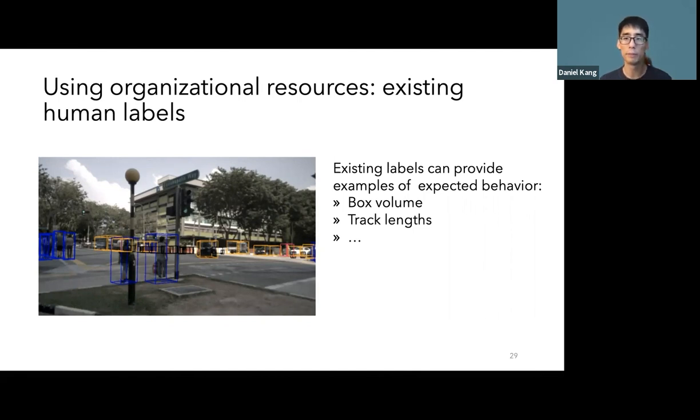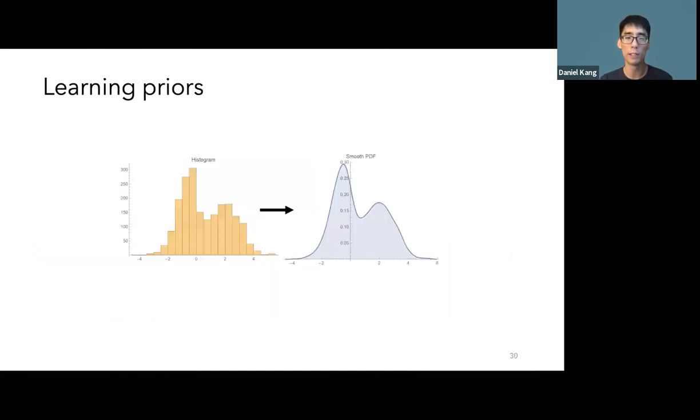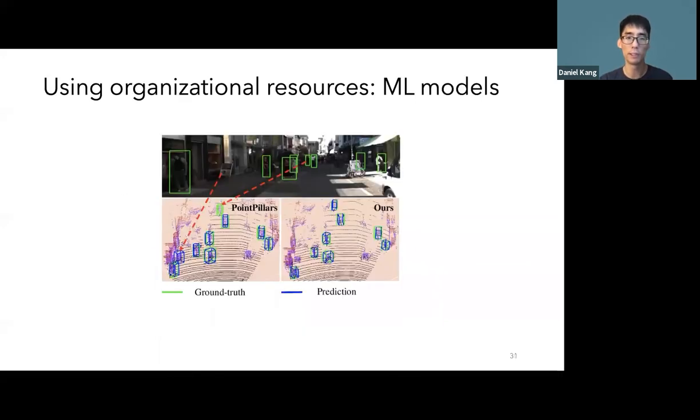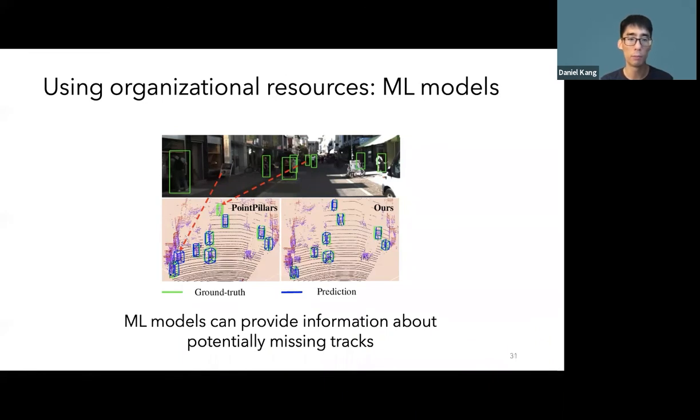Given these existing labels, we can then learn priors over expected and unexpected values for the properties I mentioned earlier, for example, the box volume. The second set of organizational resources we use are existing ML models. And as we can see here, ML models can actually be fairly accurate most of the time. And as a result, they can provide information about potentially missing tracks in human labels, which are particularly problematic and important to find.